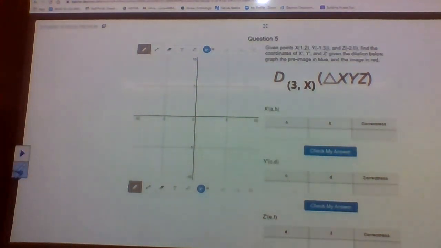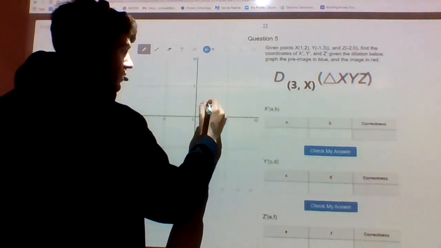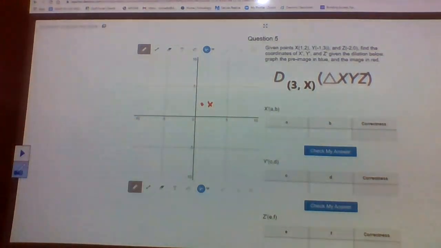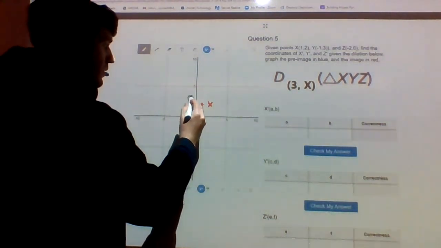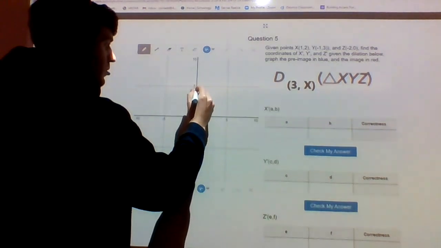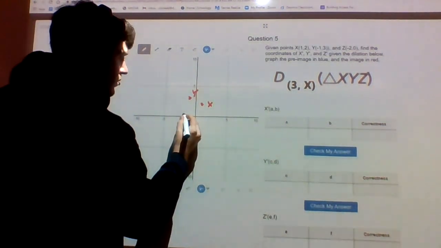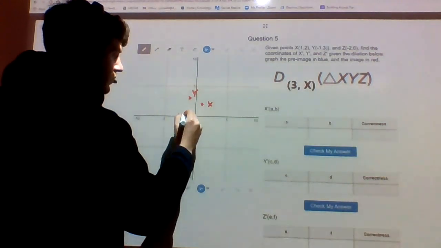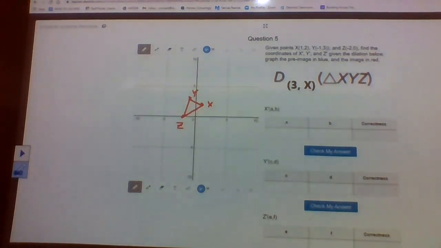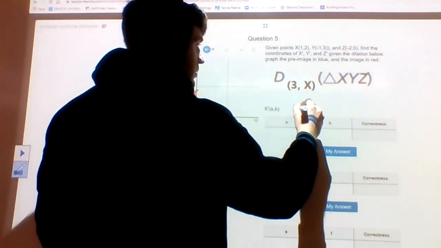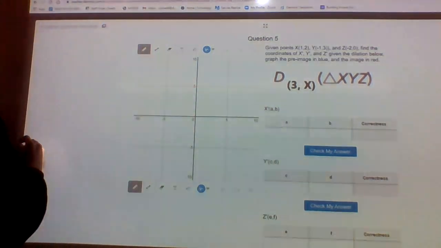Okay, so our coordinates are 1, 2. So there's x at 1, 2. Y is negative 1, 3. So there's y. And then z is negative 2, 0. So there's z. So here's our triangle. So I should have done that in blue. Let's redo that in blue.